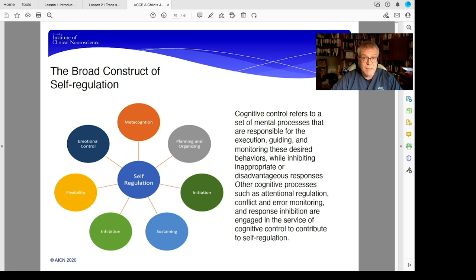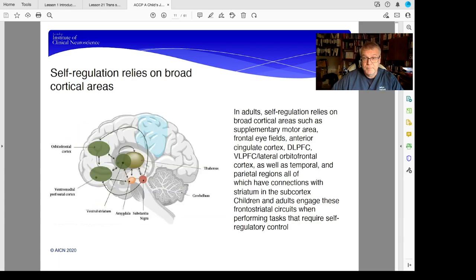So self-regulation is a very complex soup of brain activity that has to occur, and you can understand how if we have certain of these networks not developing properly, then our self-regulation doesn't become normally controlled, and we start to have deviant behavior, and people start to notice.